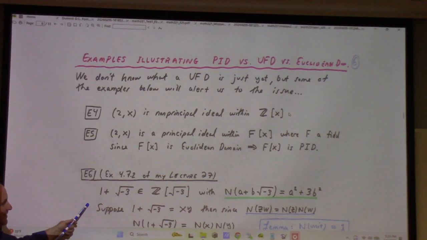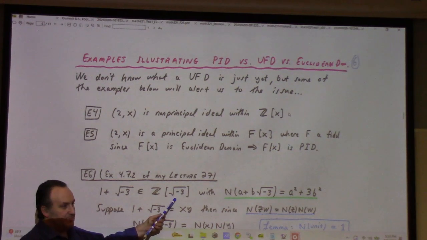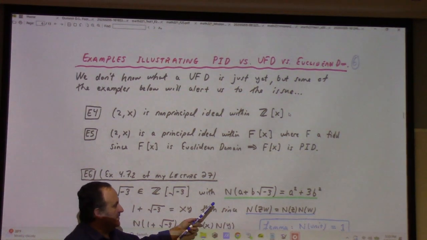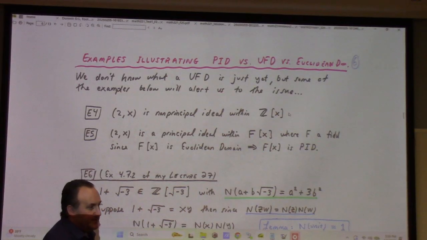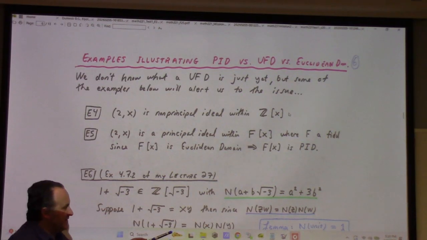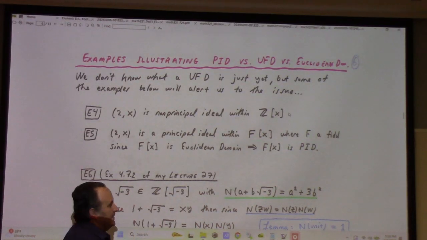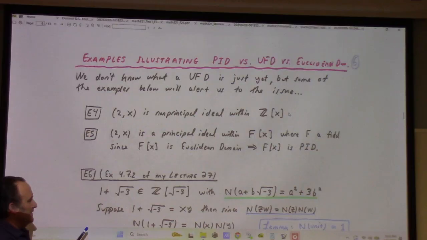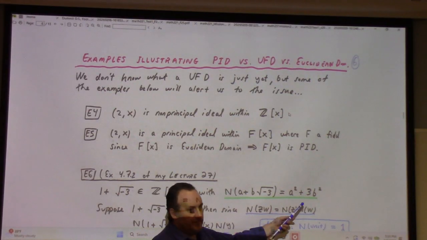All right. This right here is a cautionary tale. Here we have Z adjoined the square root of minus 3. In this, there's a norm. The norm is given by a squared plus 3b squared. Just because there's a norm doesn't mean it's a Euclidean domain. Remember, there has to be a Euclidean algorithm. A norm alone is not sufficient. Now, this norm has super nice properties, like the norm of the product is the product of the norms. And also, the norm of 1 is 1.